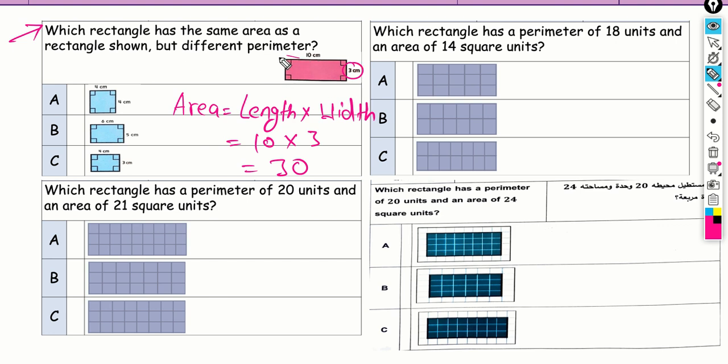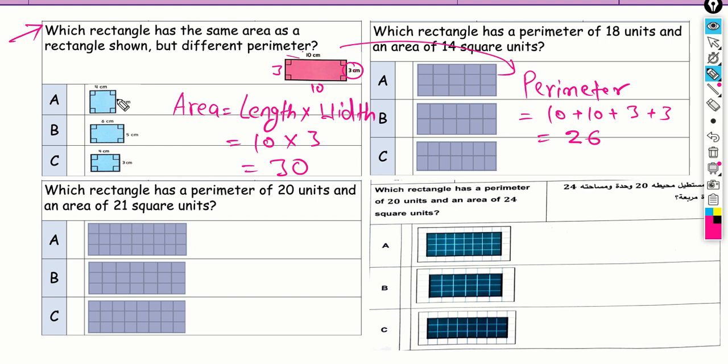For this pink rectangle, the perimeter is, so I'm doing here for perimeter. This side is 10, this is 10, this is 3, this is 3. So just add them together: 10 plus 10 plus 3 plus 3. That will give you 20 plus 6, 26.